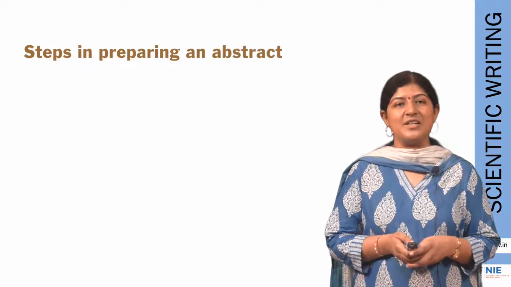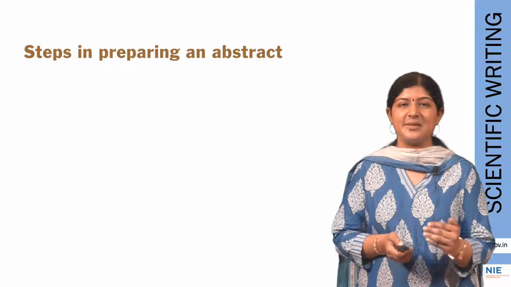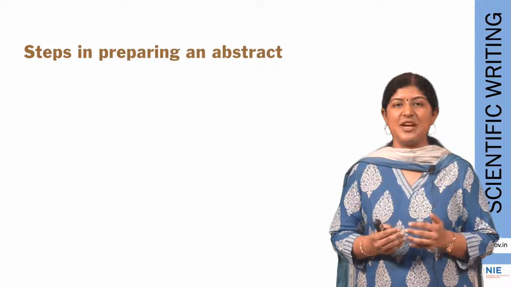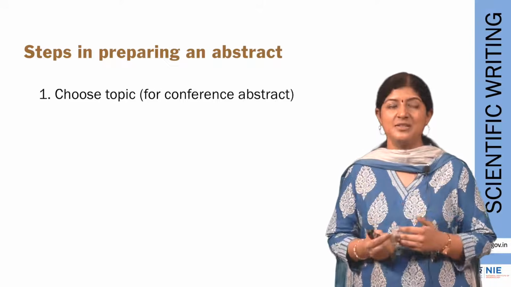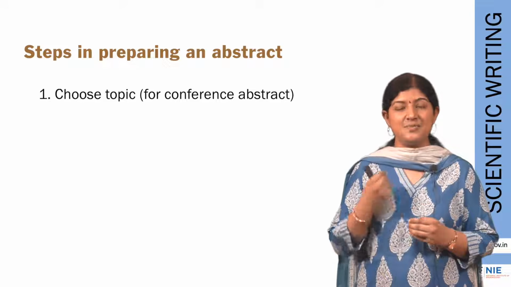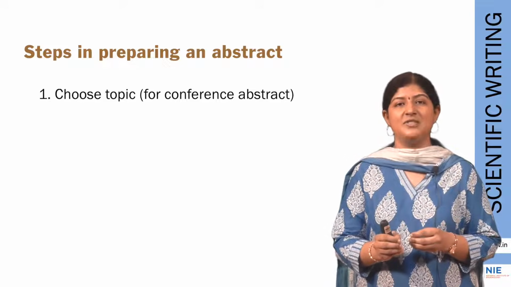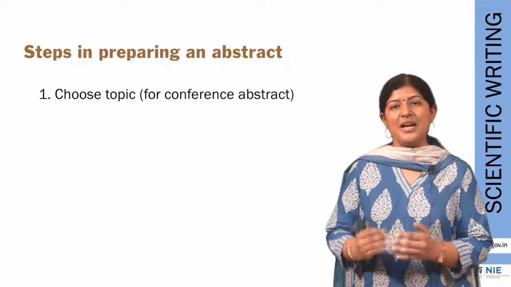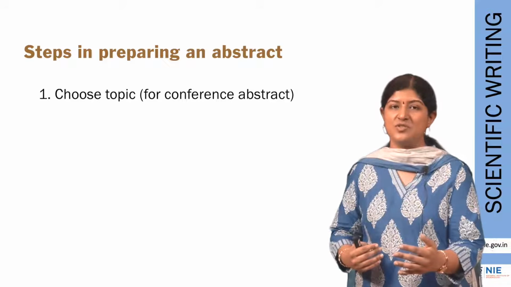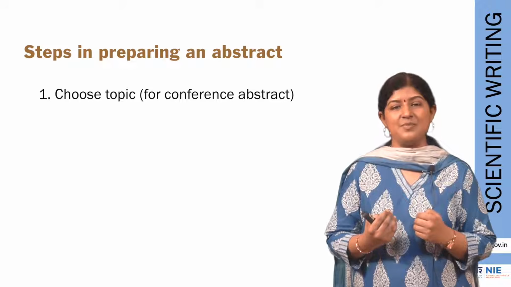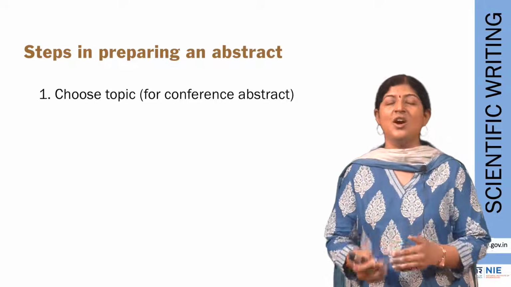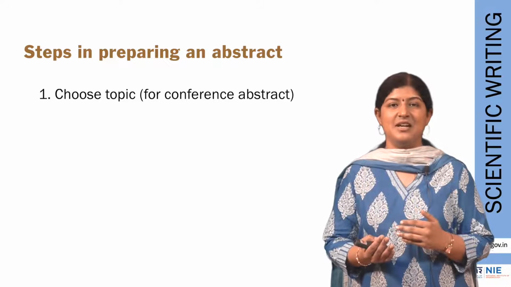Let us move on to understand the various steps in preparing an abstract. The first step in preparing an abstract is to choose a topic. This holds good both for conference and manuscript abstracts, but it needs special attention for a conference abstract, because a manuscript abstract is usually written after you write your full manuscript, whereas conference abstracts generally are written when your research work is midway or you have just completed an interim analysis.